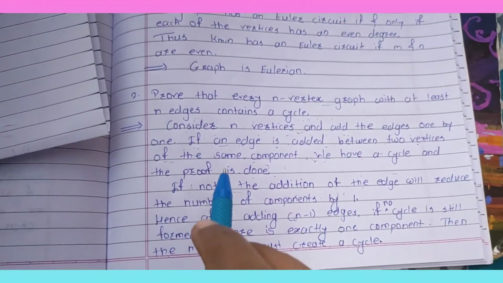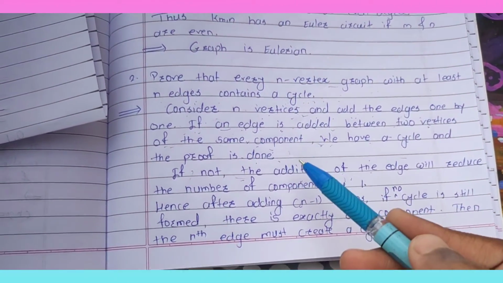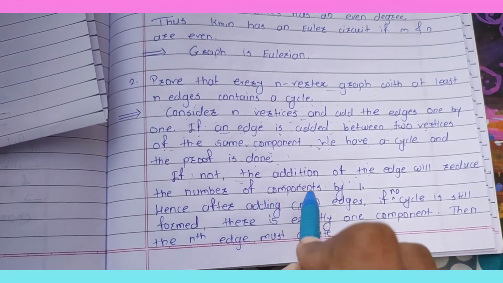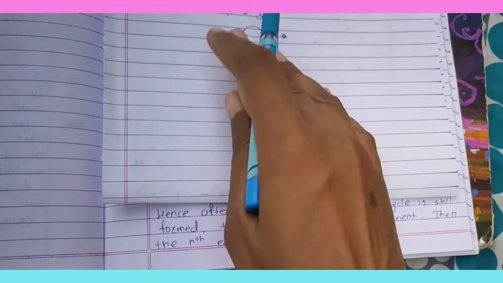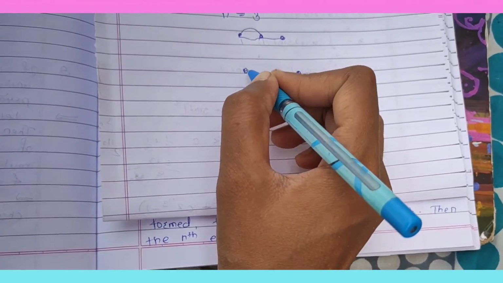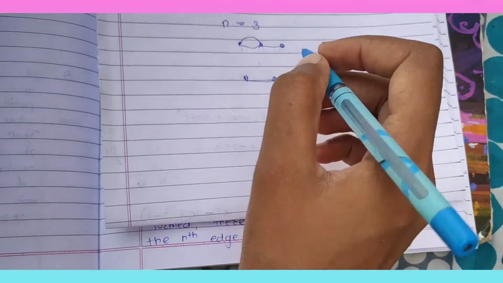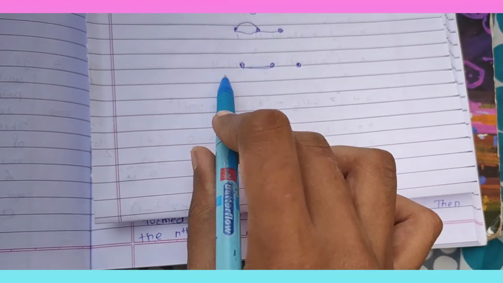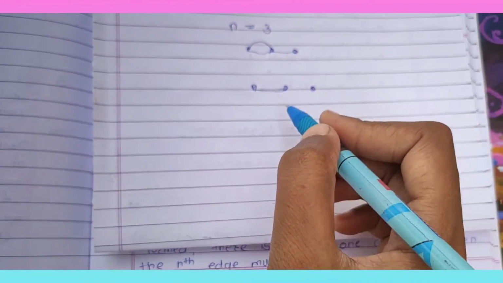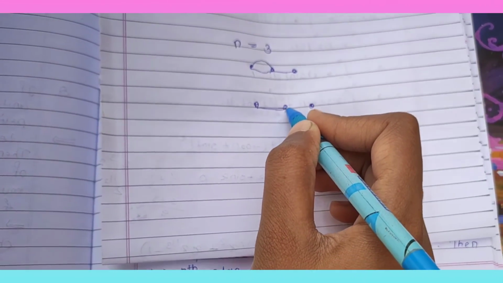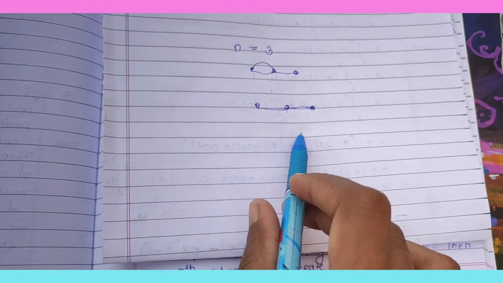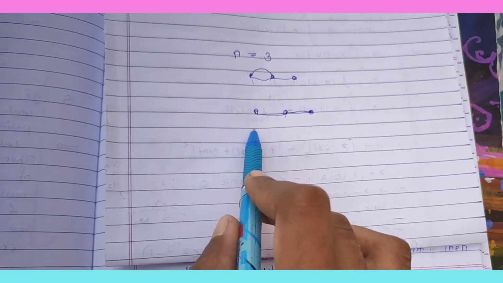Now if not, means there are more than one component, the addition of an edge will reduce the number of components by 1. Means here we again consider these 3 vertices and we'll add the edge here. So these are our two components, this single edge and this single vertex. So if we add an edge here, this will reduce our number of components. Means there were two components and now there is only a single component.